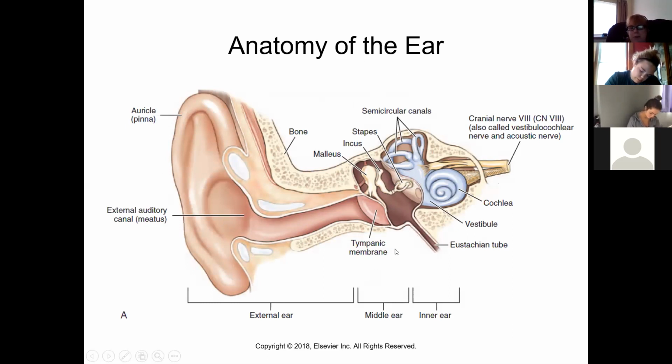Then we get into the middle ear, and we have the tympanic membrane, or the eardrum. That's the common name for it. And some bones. We have three bones. And then we get into the inner ear, which is the vestibular area, which has the nerves and the cochlea and the eustachian tube.